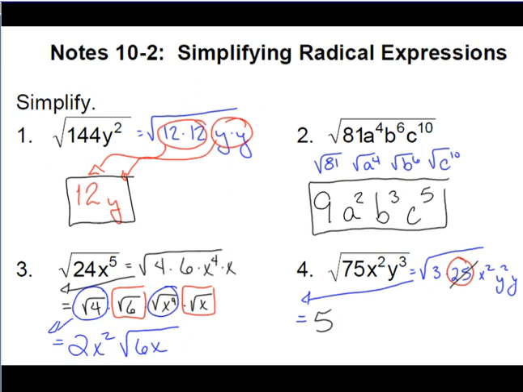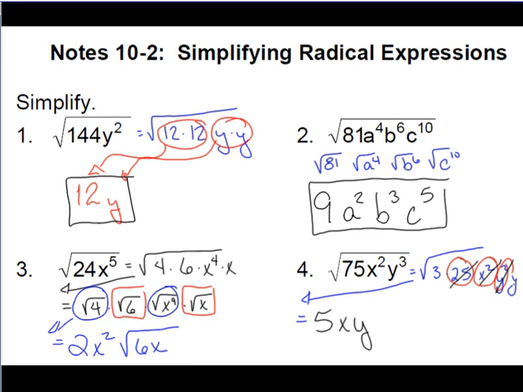Can't do anything to the 3. Oh, I got an x squared. Take care of my x squared. I divide the exponent by 2. So that just gives me an x to the 1st power. That part's been taken care of. I have another variable with an even numbered exponent. That's a y squared. So 2 divided by 2 is 1. So I have y to the 1st power, and that one's been taken care of.